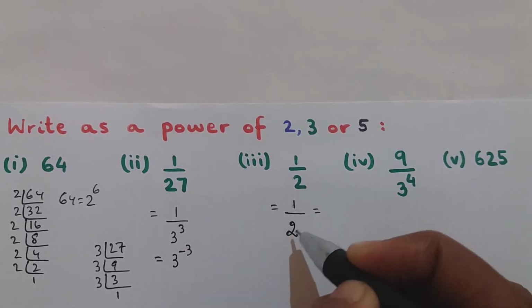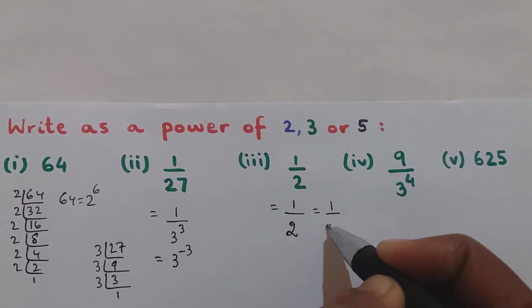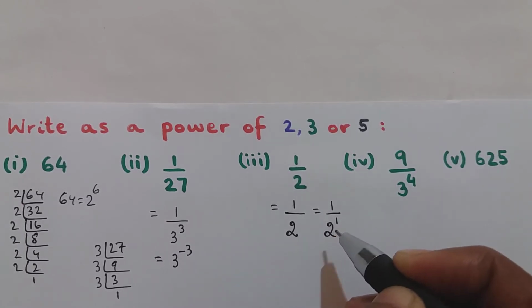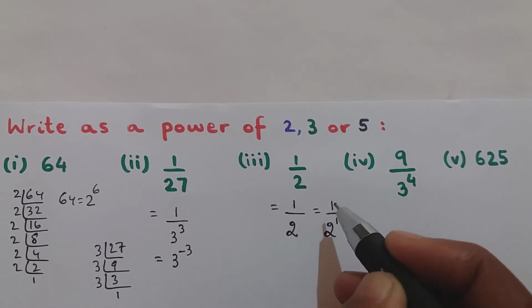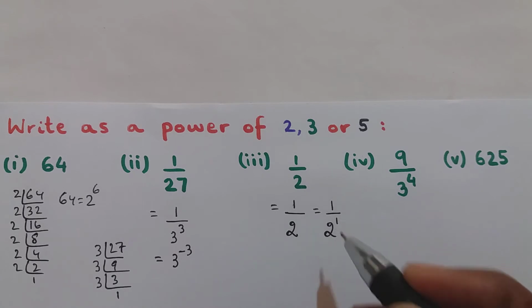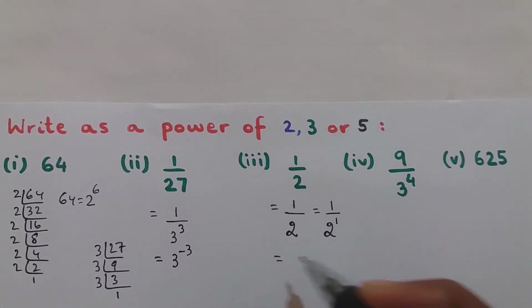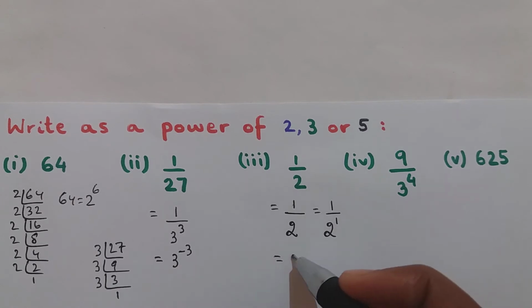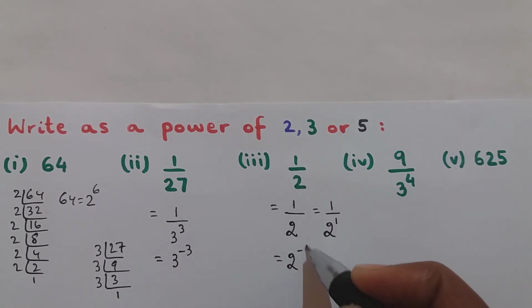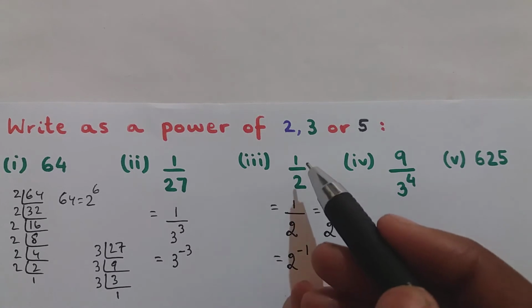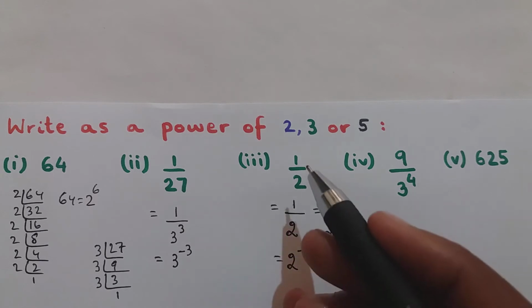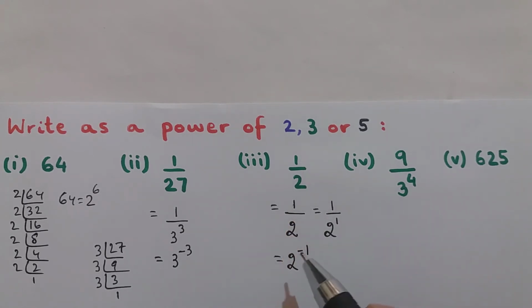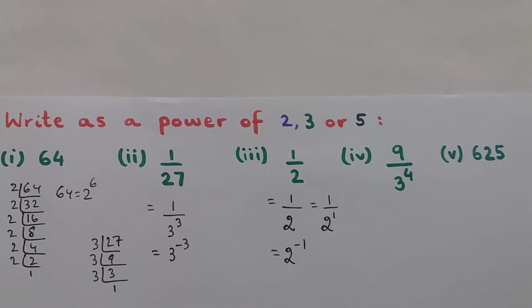Now this I can write as 1 upon 2 raised to the power 1. This 2 I can write as 2 raised to the power 1. So it becomes 1 upon 2 raised to the power 1. And 1 upon 2 raised to the power 1 I can write as 2 raised to the power minus 1. So 1 upon 2 I have written as a power of 2. 1 upon 2 is 2 raised to the power minus 1. Now let us go to the next expression.